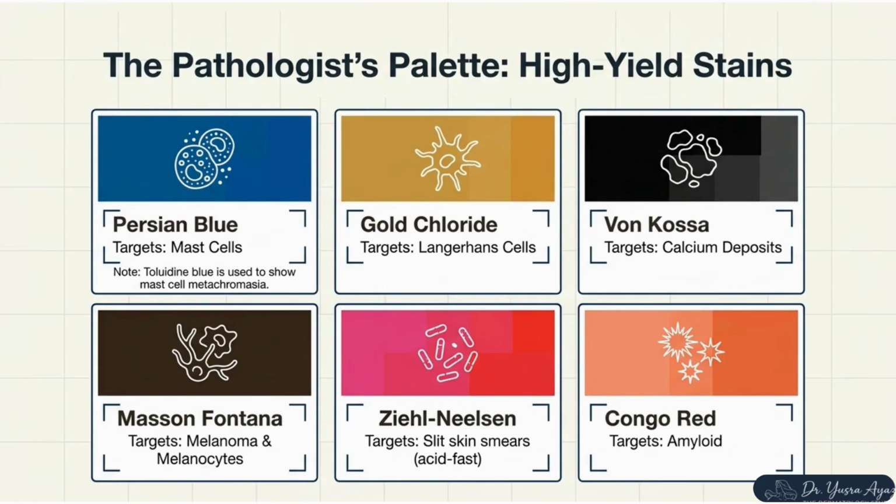For instance, gold chloride highlights Langerhans cells. Von Kossa stain detects calcium. Masson-Fontana stain highlights melanin. Ziehl-Neelsen stain detects acid-fast bacilli. Congo red stain is used for amyloid. Mast cells are detected by Perls' blue, and toluidine blue is used to show mast cell metachromasia. Try remembering stains as detective tools. Each stain reveals what routine hematoxylin and eosin cannot.